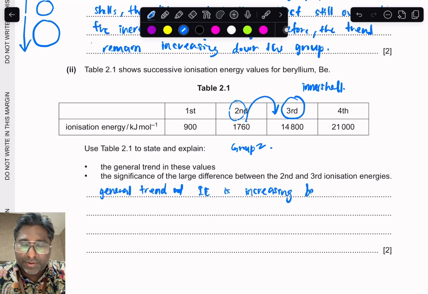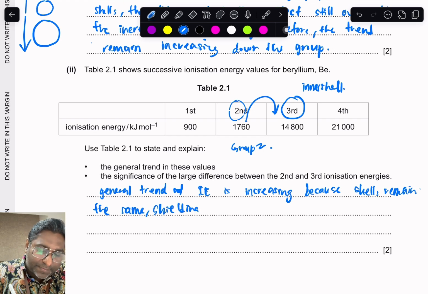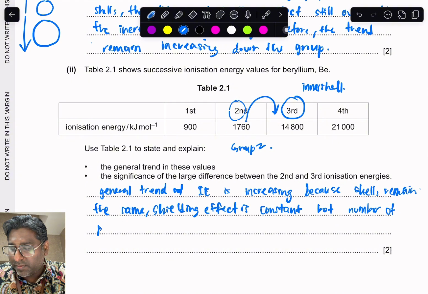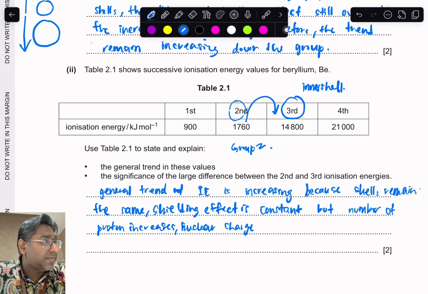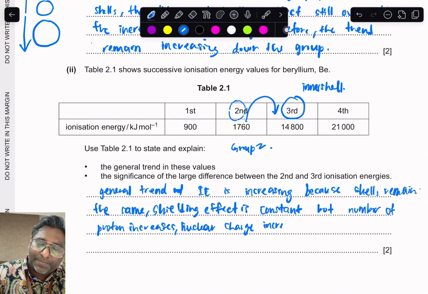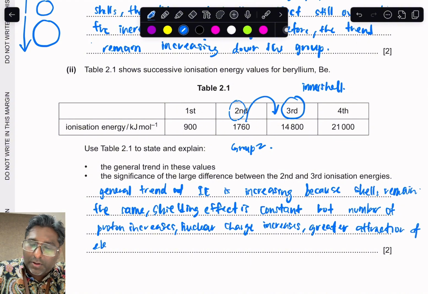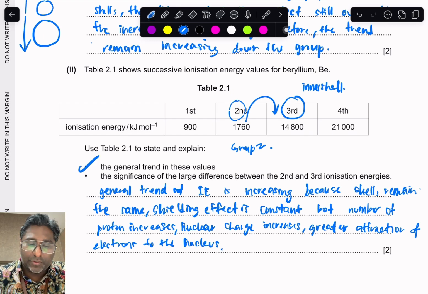Why is it increasing? We know that the number of shells remains the same, so the shielding effect is constant, but the nuclear charge, the number of protons, increases. Therefore the nuclear charge increases, giving greater attraction of electrons to the nucleus, so they are more difficult to be separated. You can explain that.